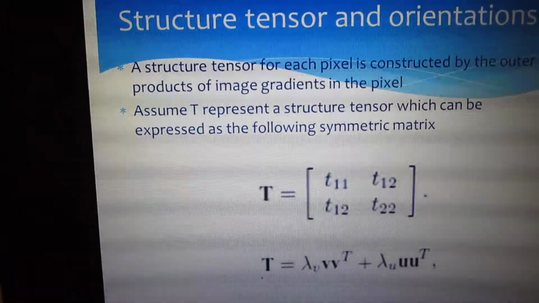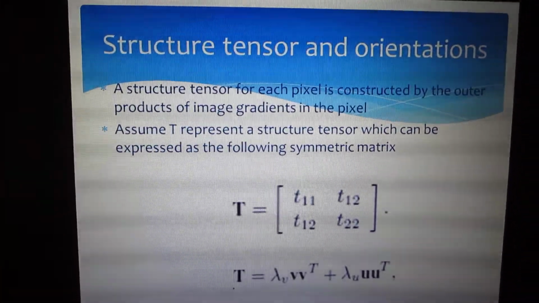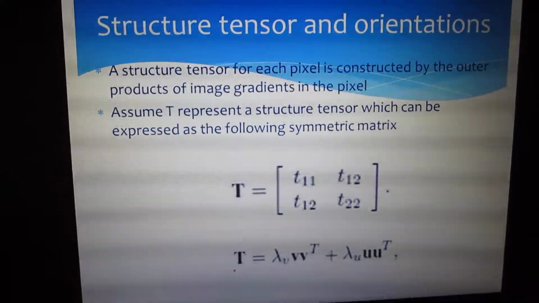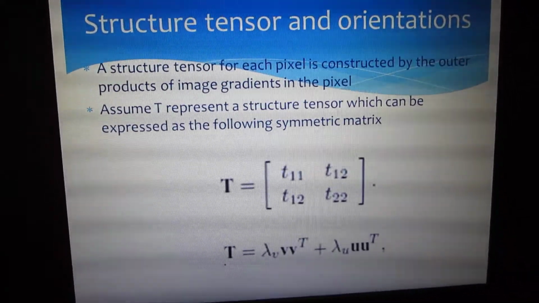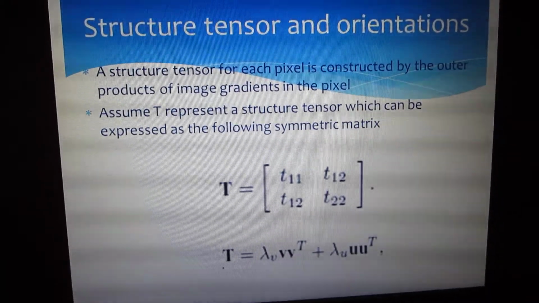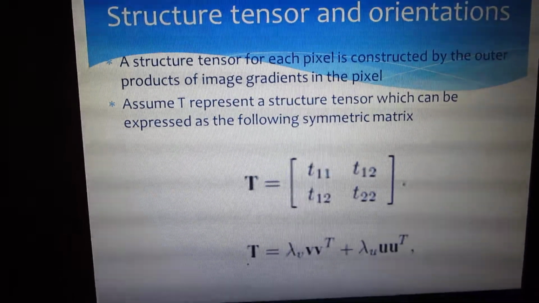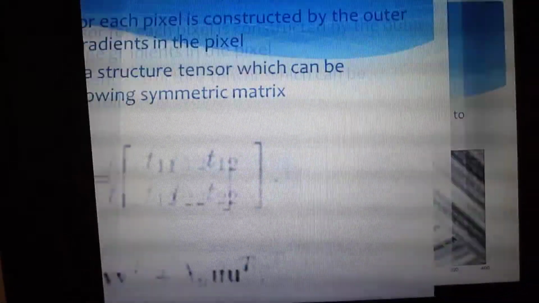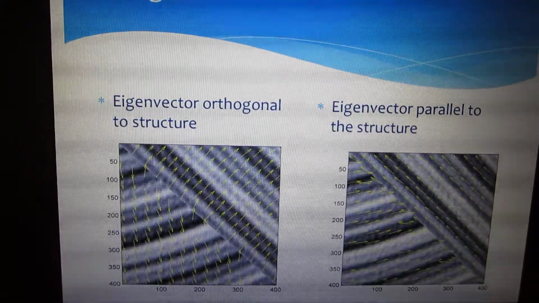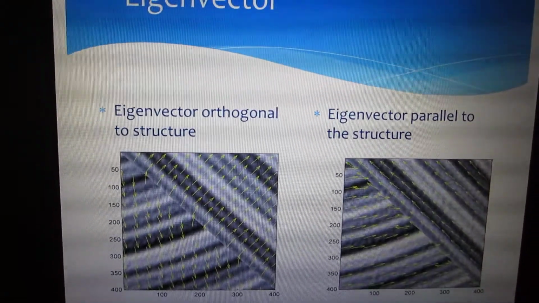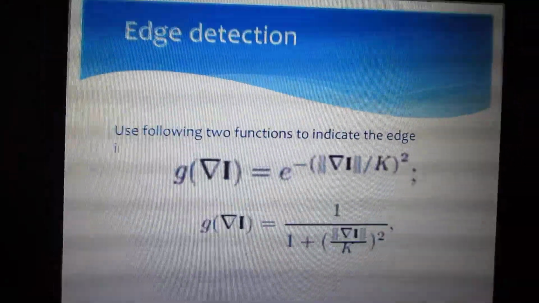For those two equations here, they're used to get the structure tensor and orientation information. The lambda is the eigenvalue of the structure tensor T, and u and v are the corresponding eigenvectors. For the first picture here, it is the eigenvector orthogonal to the structure, and the second one is parallel to the structure.